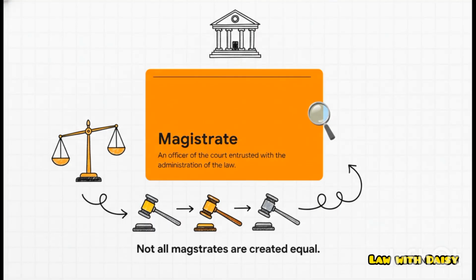But hang on, before we go any further, let's just make sure we're on the same page. What even is a magistrate? Well, simply put, it's an officer of the court who's responsible for administering the law. It sounds like a broad term, and that's because, as we're about to see, not all magistrates are created equal.